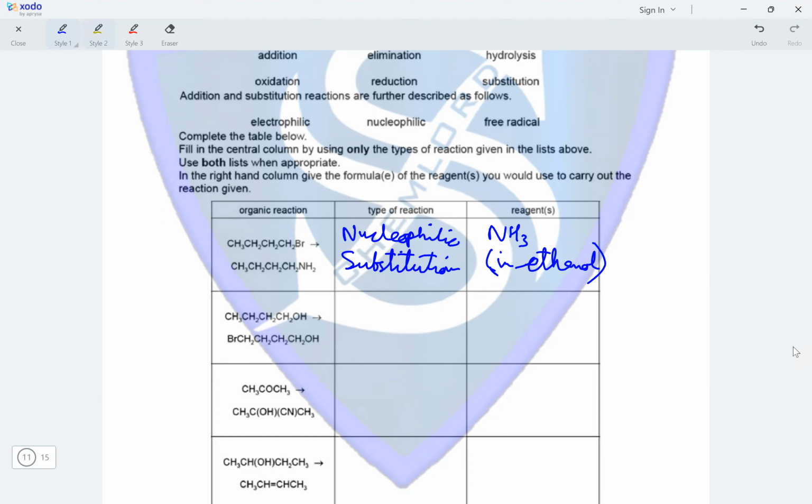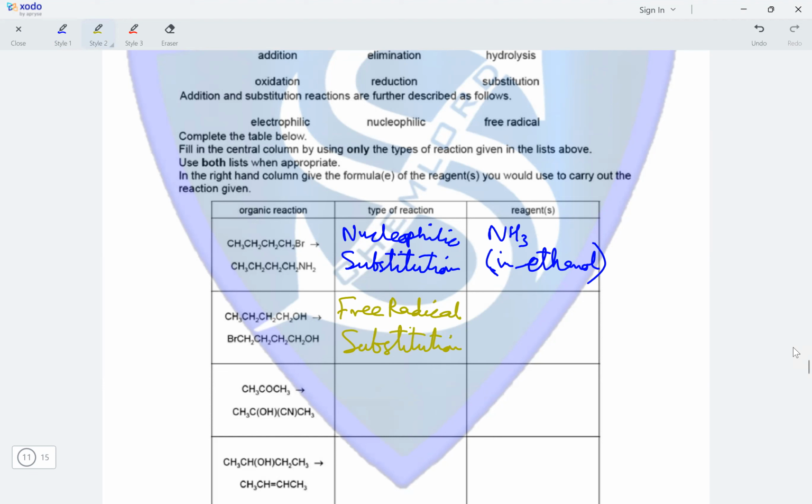The next reaction is an alcohol converting into a bromo alcohol. That means nothing happens to the alcohol group. In fact, the CH3 group is converted into CH2Br, which is an example of a free radical substitution reaction.